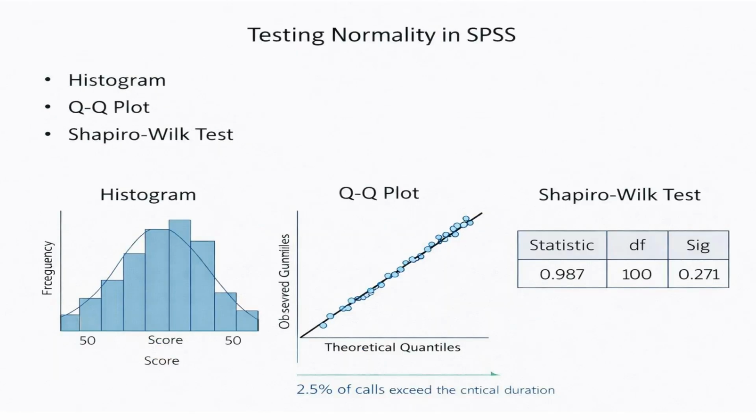Before applying parametric tests, it is essential to verify whether the data follow a normal distribution. SPSS provides 3 commonly used tools for assessing normality. Histogram allows visual inspection of the data distribution. QQ-plot, data points should closely follow the diagonal line. Shapiro-Wilk test provides a statistical test of normality. Understanding and correctly applying these tools is critical for conducting credible research and meeting journal publication standards.